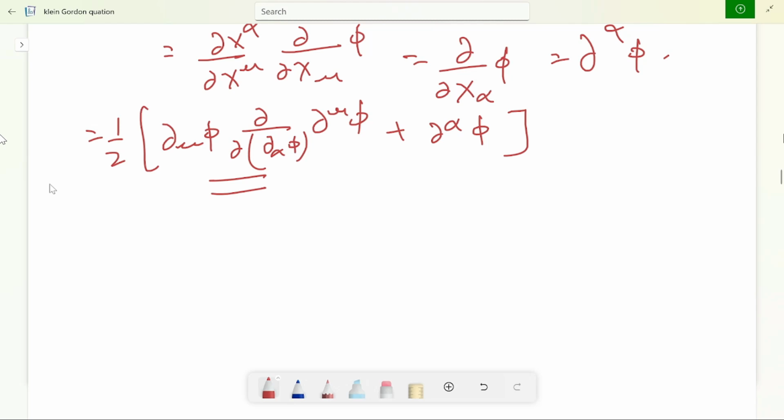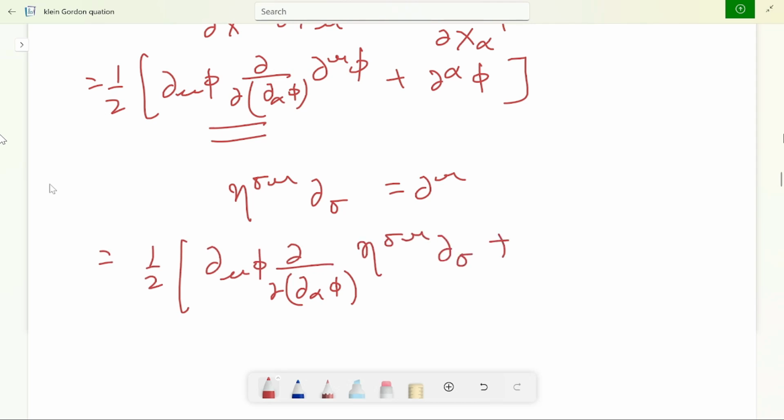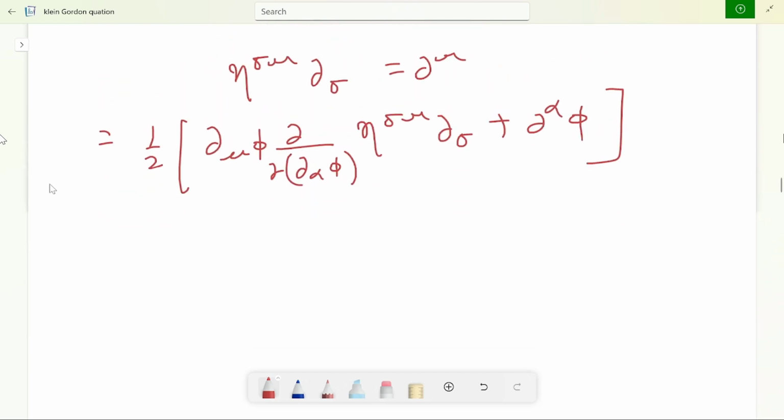So we can use the metric, eta sigma mu, which could act on some d sigma, and notice that sigma is a repeated index and therefore it is being summed over, so we'll be left with some d mu, right? So now the equation becomes half times d mu phi, and we are taking the derivative with respect to d alpha phi of eta sigma mu d sigma phi plus d alpha phi, right? This is the equation that we should work with now.